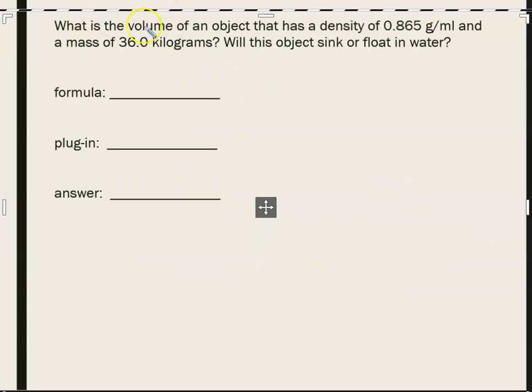All right, so this one's looking for volume. And if we think about it, this is the reason I'm going to show you this, because some students have a hard time manipulating the formula. So let me go to a blank page just to show. I'll come back to that one. Okay, so here's our density equals mass divided by volume. And notice how volume is on the bottom. Some students have trouble when x is on the bottom. They end up dividing backwards, etc.